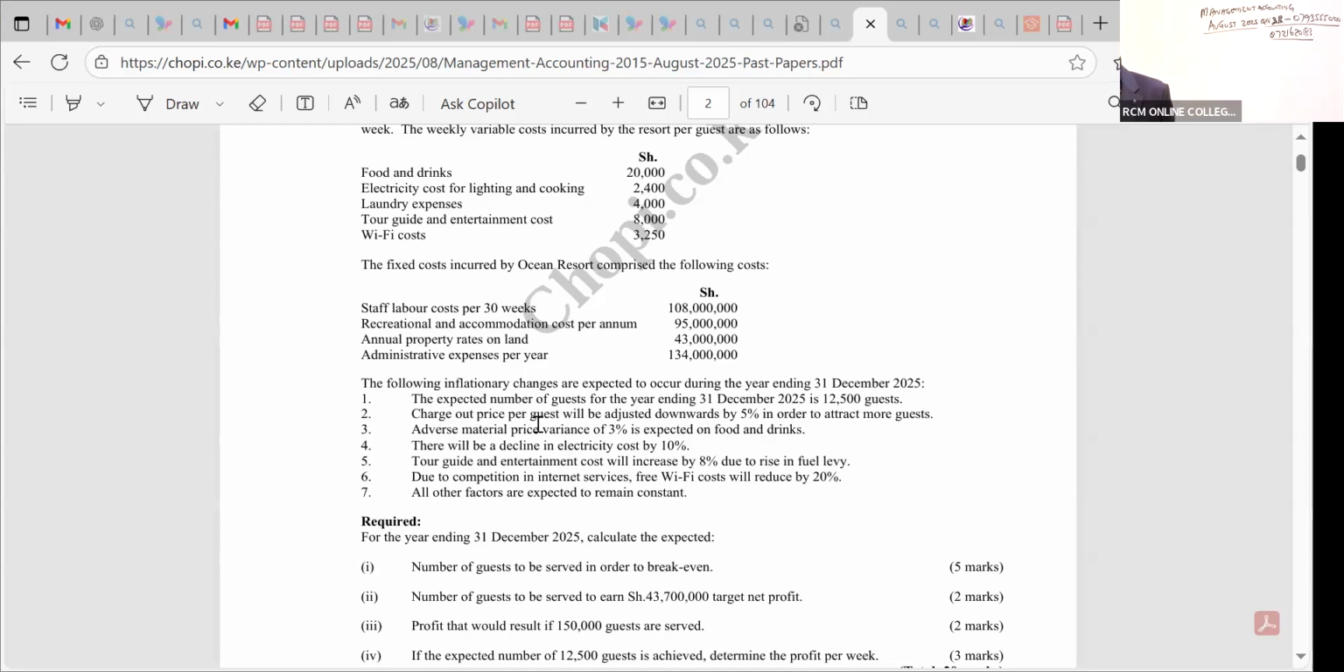Number two, the charge out price per guest will be adjusted downwards by 5% in order to attract more guests. Adverse material price changes of 3% are expected on food and drinks. There will be a decline in electricity cost by 10%. Tour guide and entertainment cost will be increasing by 8% due to a rise in fuel levy. Due to competition in internet services, free Wi-Fi cost will reduce by 20%. All other factors are expected to remain constant. So they want us to calculate the number of guests to be served in order to break even.